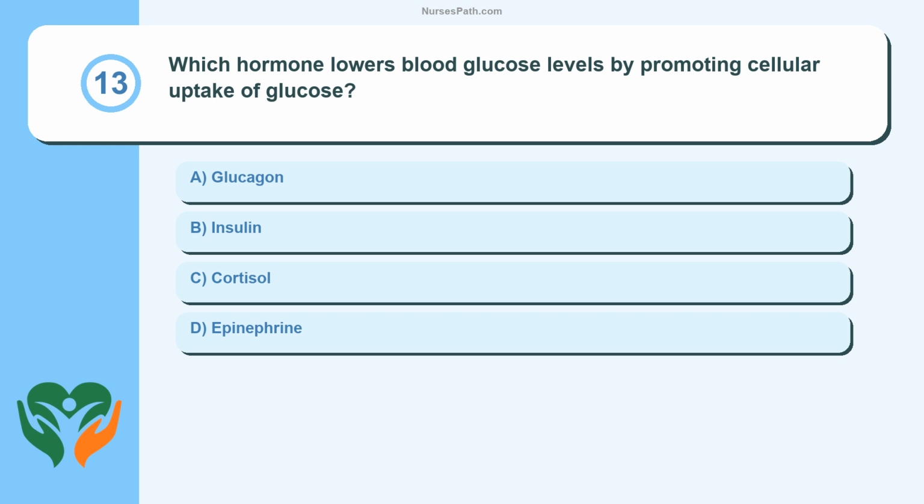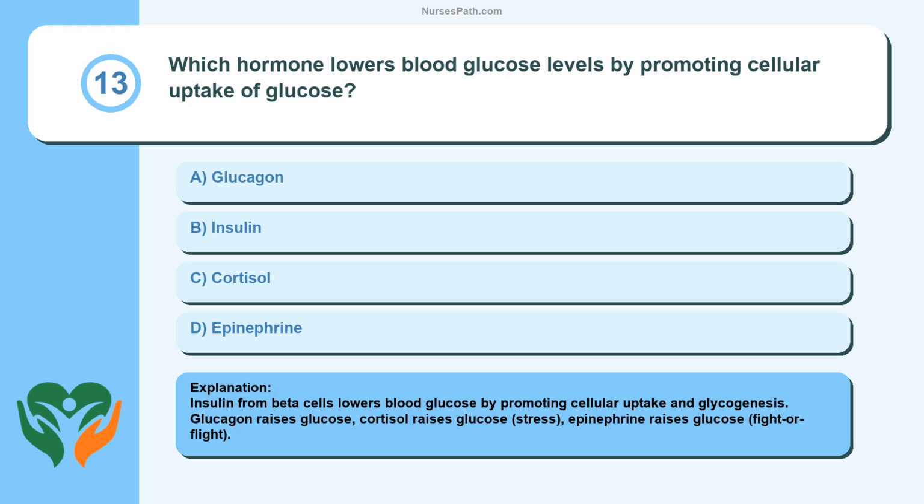Question 13. Which hormone lowers blood glucose levels by promoting cellular uptake of glucose? Glucagon. Insulin. Cortisol. Epinephrine. Insulin from beta cells lowers blood glucose by promoting cellular uptake and glycogenesis. Glucagon raises glucose, cortisol raises glucose during stress, and epinephrine raises glucose in fight or flight.